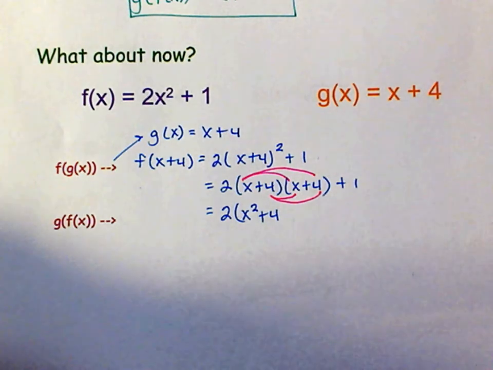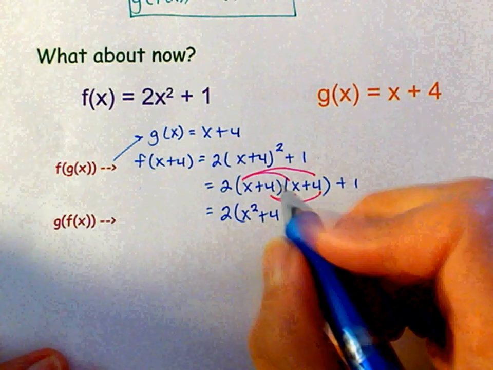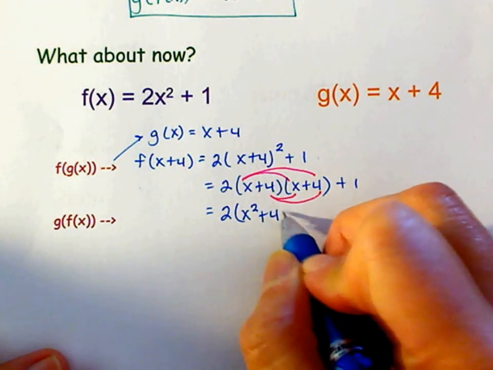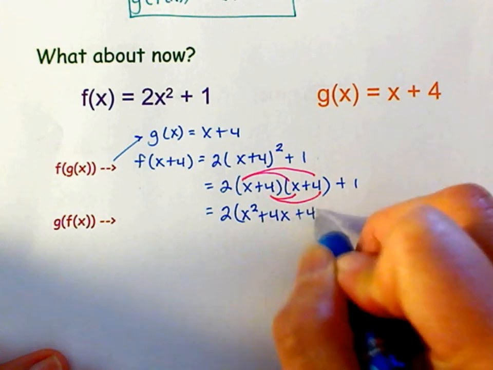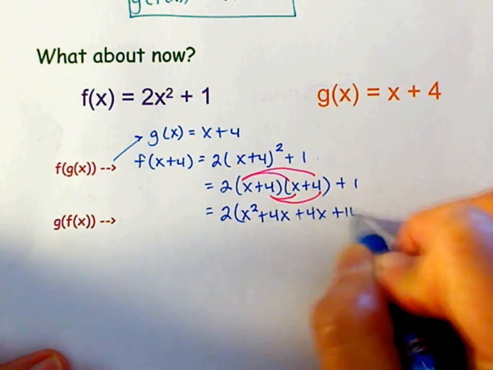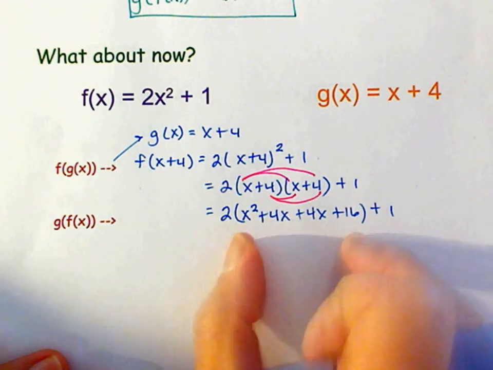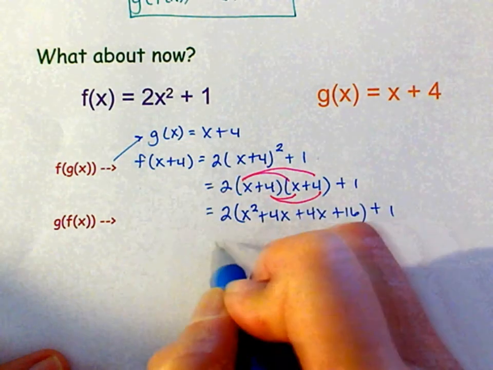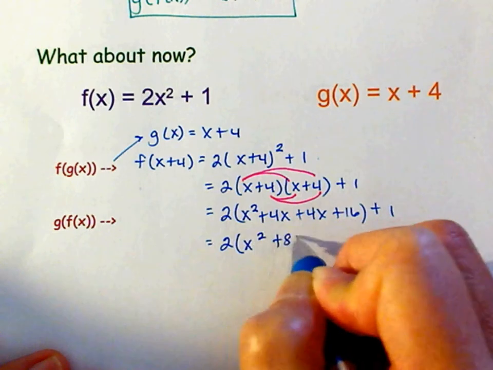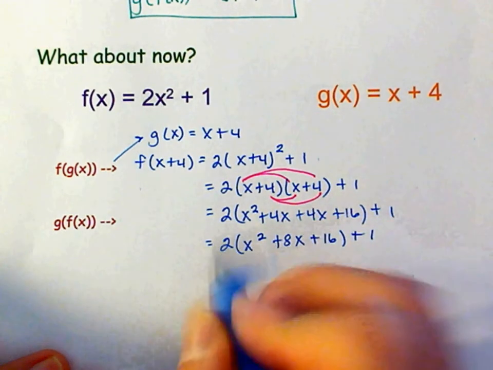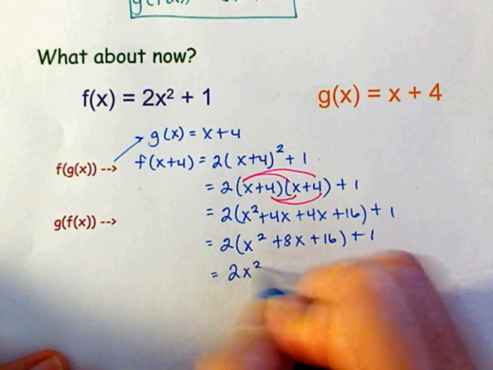I know some of you learn it as FOIL, but that only works if it's a binomial. In this case, it would have worked, but it doesn't work for other stuff, so I would rather you just take the first term times all of it, okay? 4 times x is 4x. 4 times 4 is 16, plus 1. Notice I took care of my exponents first. Now you're going to simplify.